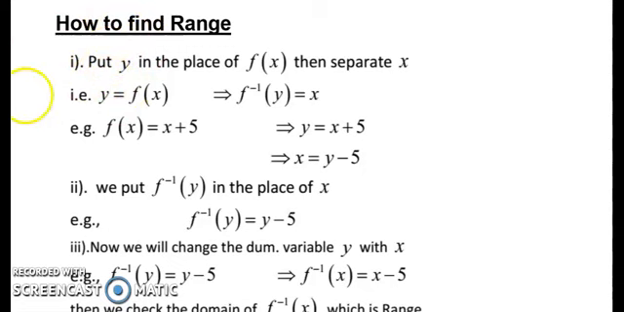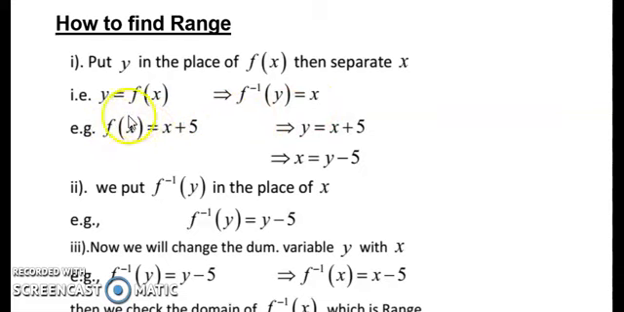So here are the points. Put y in the place of f of x, then separate x. That is, y equals f of x. See, we have written y equals f of x. Now we are going to separate this x from the function. If we shift f to the other side, it becomes f inverse of y, which is equal to x.